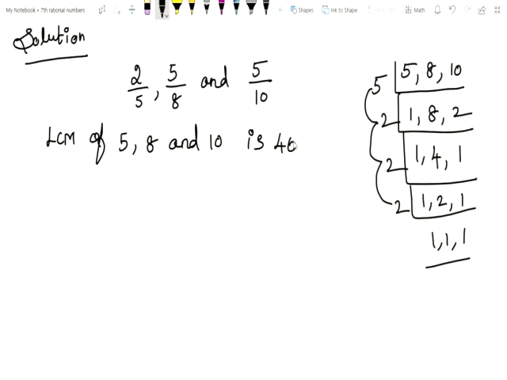Now I am going to convert all the numbers to denominator 40. First take 2 by 5. Which number do you multiply to get 40, children? 8. So 8 fives are 40. Once you multiply the denominator, you have to multiply the numerator also. So 8 twos are 16 by 40.